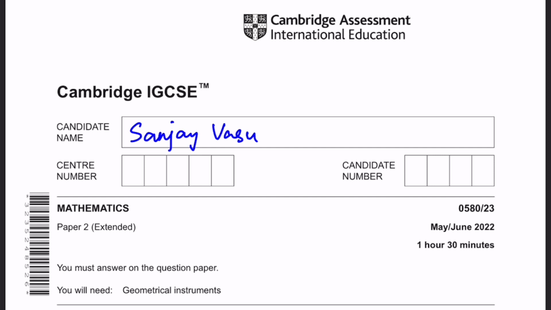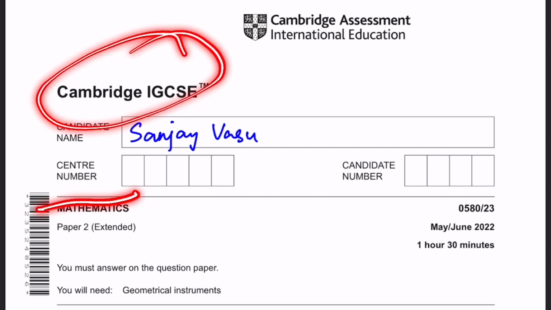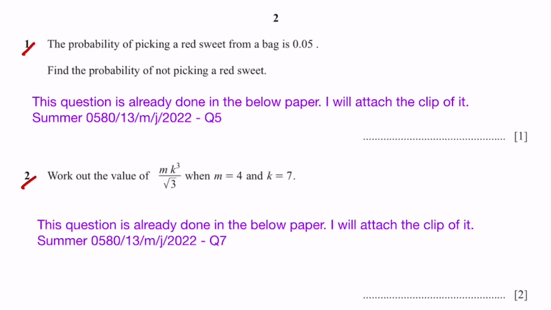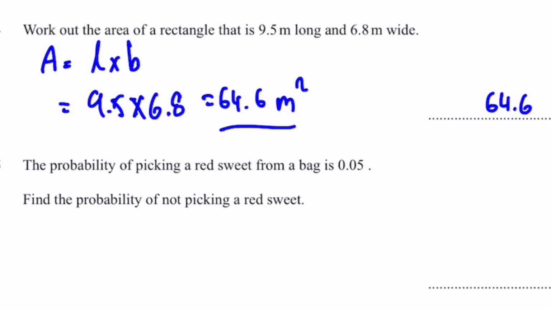This time we're going to be doing the Cambridge IGCSE Mathematics Paper 2 Extended Paper for May-June 2022. Question 1. Actually, this question has been done in a previous paper and I will attach the clip of it. The probability of picking a red sweet from a bag is 0.05. Find the probability of not picking a red sweet.